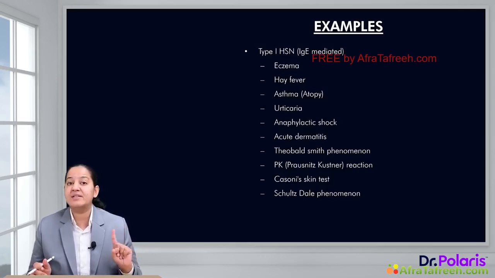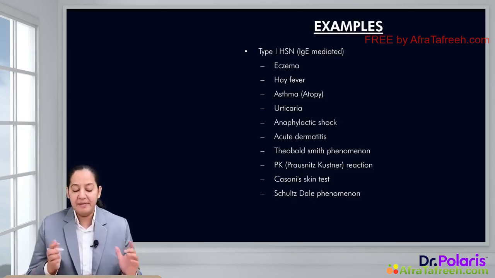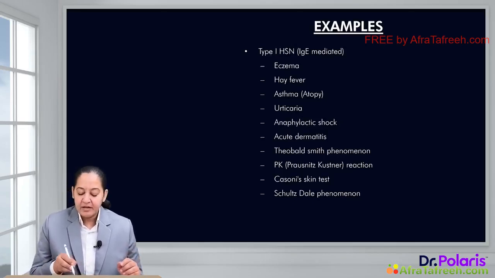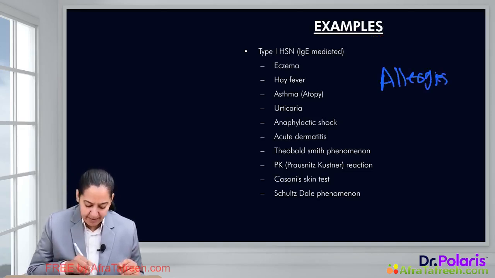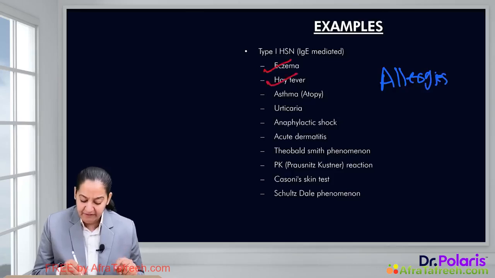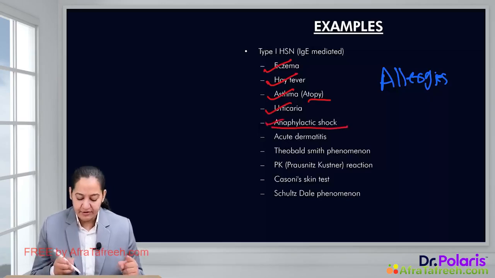If it is localized, it is atopy. If it is generalized and systemic, it is anaphylaxis. Now, what are the examples of type 1 hypersensitivity? Type 1 hypersensitivity includes all allergies. Example, it includes eczema, hay fever, asthma. These all are the types of atopy because they are localized. And urticaria, anaphylactic shock is systemic, that is generalized.